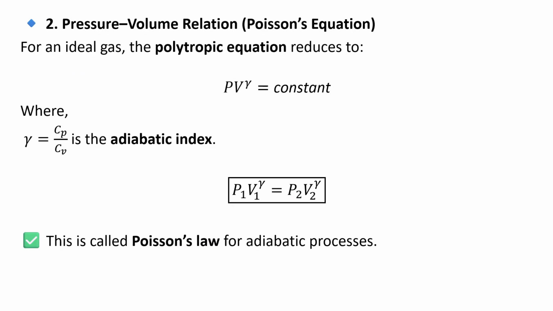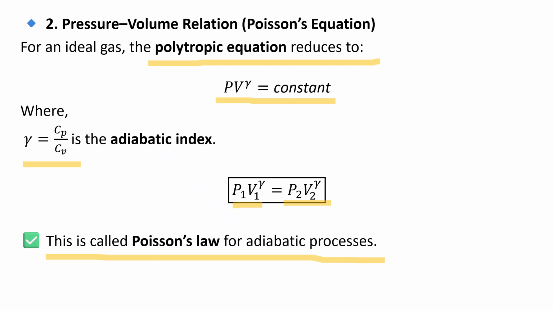So now we have to find out the formulas for this adiabatic process. As we know, the polytropic process equation PV raised to n reduces to PV raised to gamma equals constant, where gamma is the adiabatic index, that is the ratio of the two specific heats, Cp by Cv. So we can say that P1 V1 raised to gamma equals P2 V2 raised to gamma. This is also known as Poisson's law for the adiabatic process.